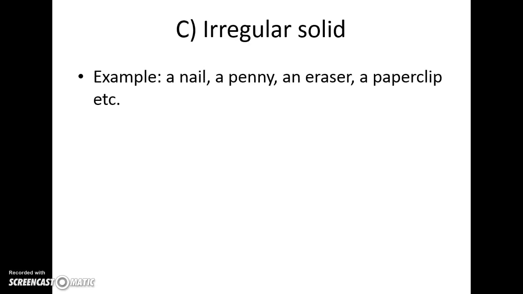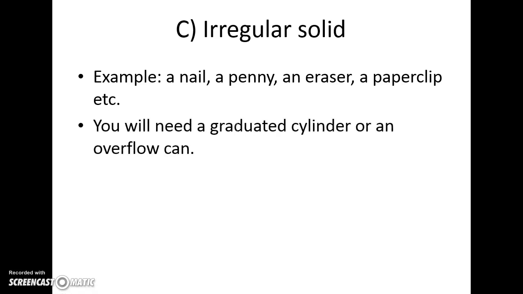What happens in the case of an object that doesn't have a shape that is easy to measure, such as a nail, a penny, an eraser, or a paper clip? In that case, you'll need a graduated cylinder or an overflow can. But the graduated cylinder is the most common instrument to be used in this case.